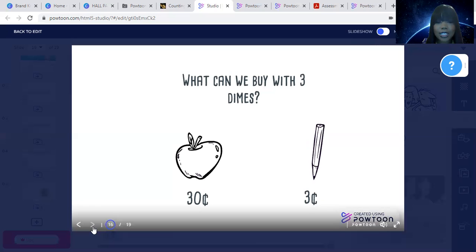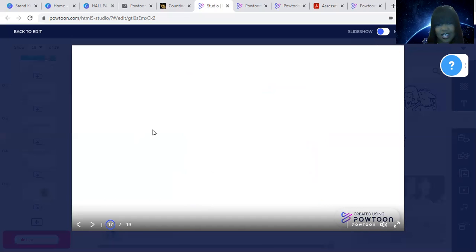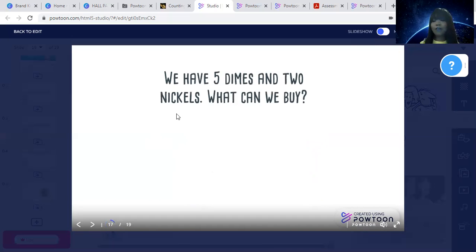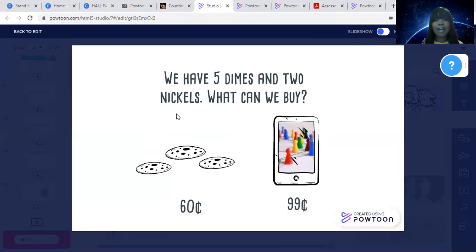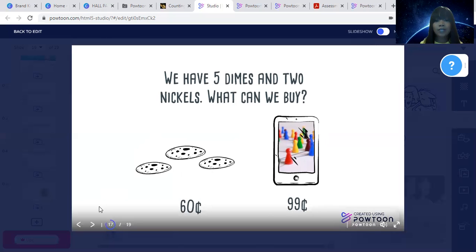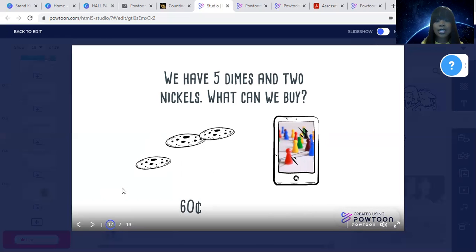All right. So let's do some more shopping because we still got money, right? So if we have 5 dimes and 2 nickels, what can we buy? Okay, so 5 dimes is 50 cents plus 2 nickels, that is 60. So we have 60 cents. So can we get cookies or can we get a 99 cent app on our phones? I think the cookies. I say cookies for the win. We have some cookies. So we got apples and we got cookies. We got a good little snack for recess.